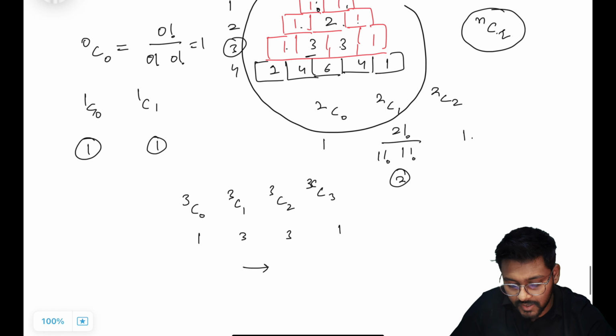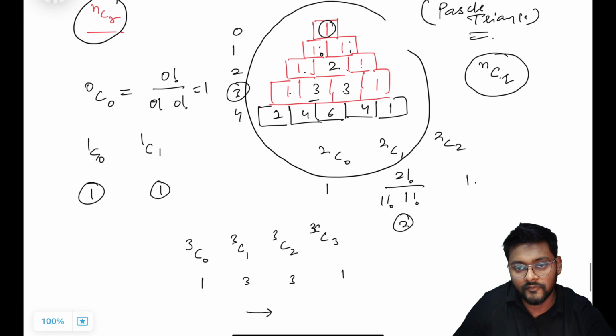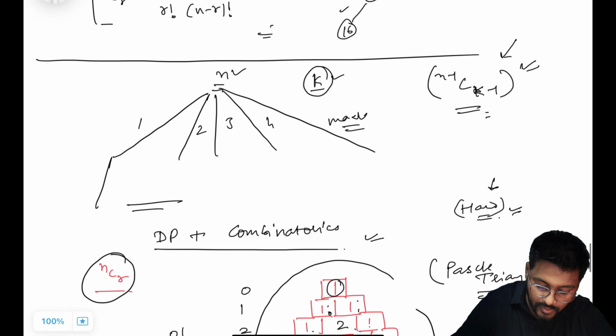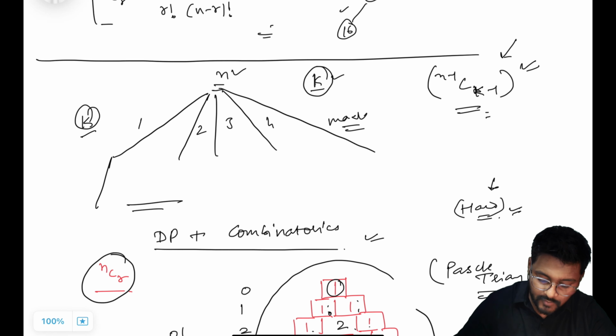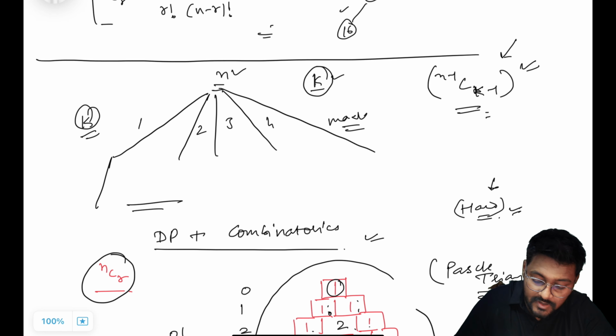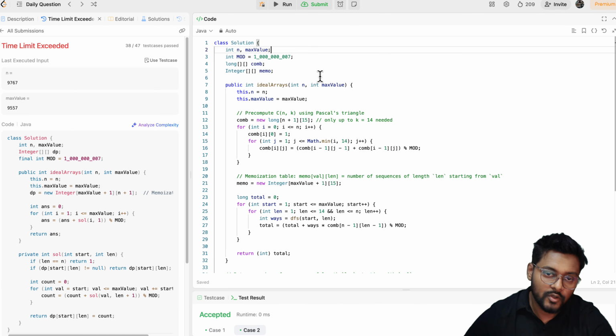So this Pascal triangle I'm going to use to capture the nCr formula, and in every recursion tree I'm going to calculate the number of k. So for every k, to capture the answer, I have the formula n-1 C k-1. Now I will show you the code. Let's have a look at the optimized code using DP plus Combinatorics.